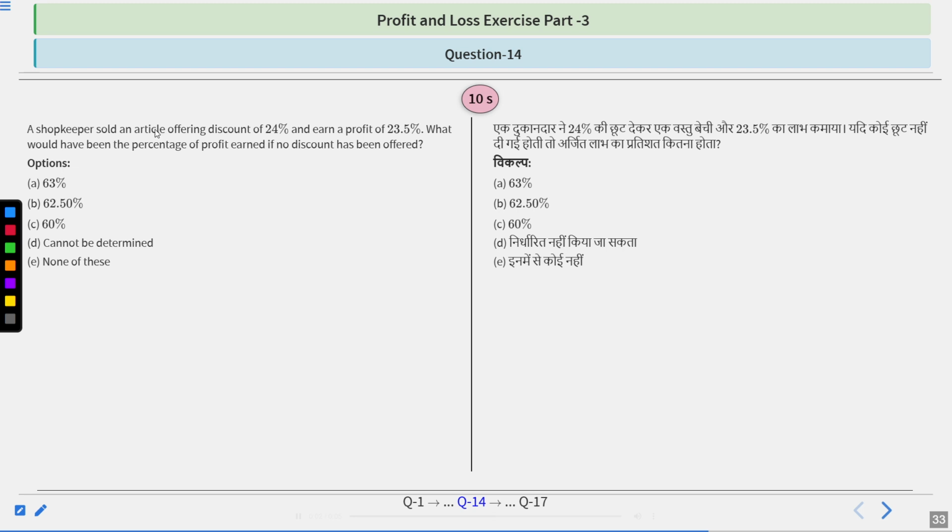Next question is, a shopkeeper sold an article offering a discount of 24% and earned a profit of 23.5%. What would have been the percentage of profit earned if no discount had been offered? You have 5 options and 10 seconds to analyze the question. Your time starts now.